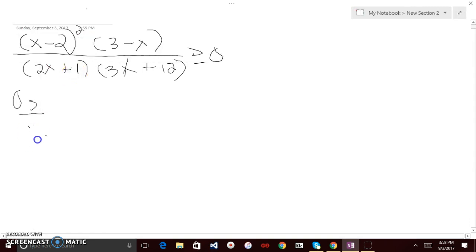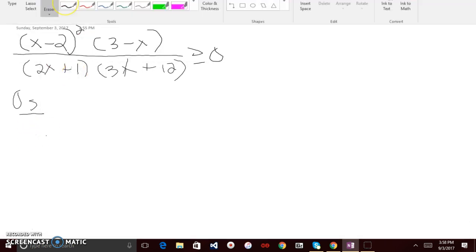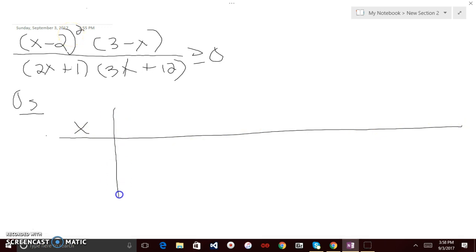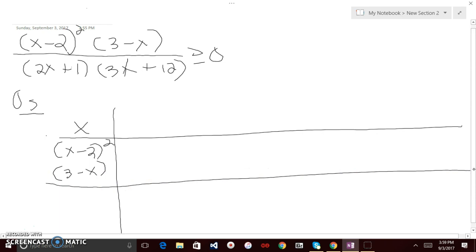Okay, you know what, let's just draw the table out to make things go faster. And it'll probably be easier that way. Okay, so x minus 2 squared, 3 minus x, and then you draw a line. Just put arrows on it, just so you know that this is the divisor line, and that everything below it is your denominator, as a way of knowing.